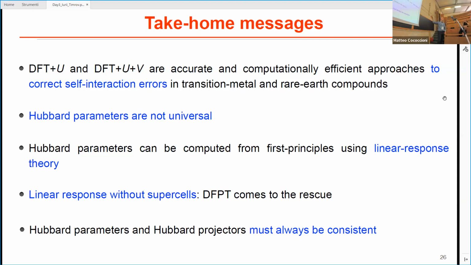Some people computed U with VASP, and then you go and use the same value of U with Quantum ESPRESSO. This is not correct. Hubbard parameters can be computed from first principles using different approaches, but in particular using linear response. We reformulated nicely the way to compute Hubbard parameters using DFPT, pioneered by Paolo, Stefano Baroni, Stefano de Gironcoli, Andrea Dal Corso. And Hubbard parameters and projectors must always be consistent.